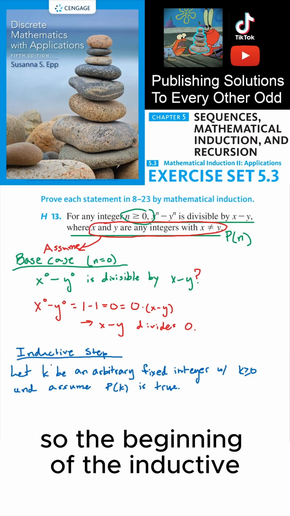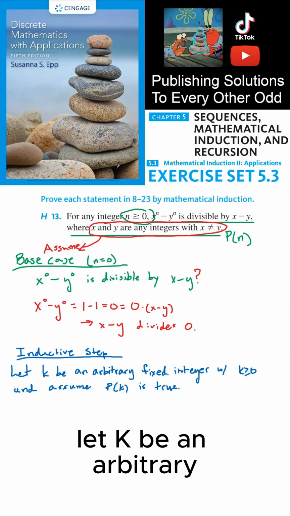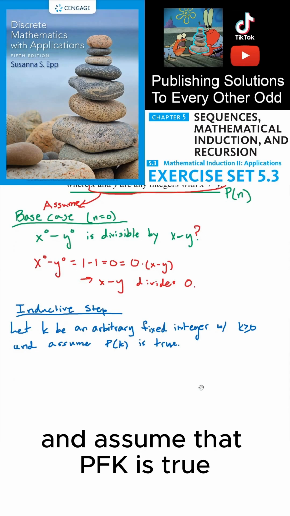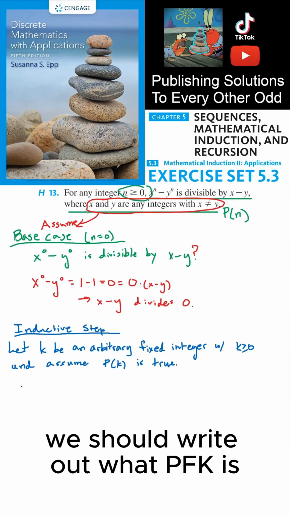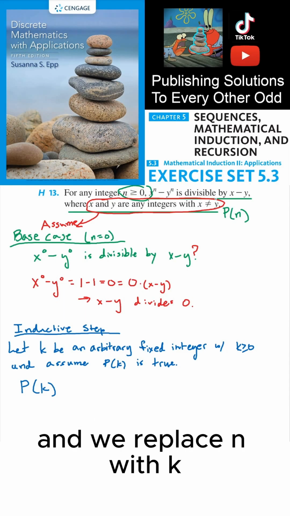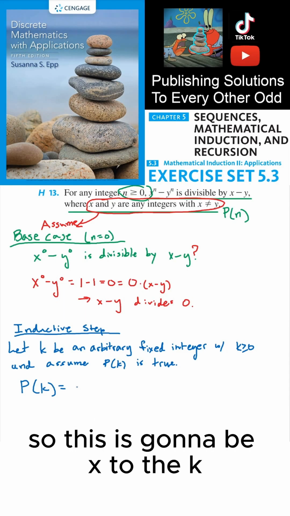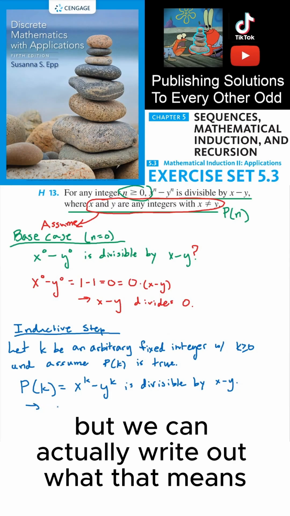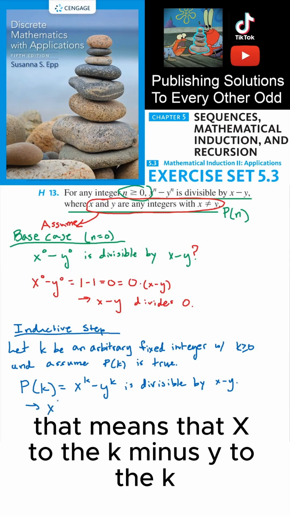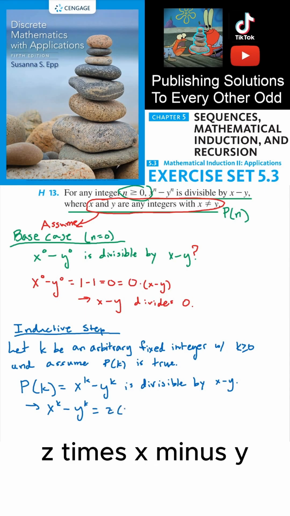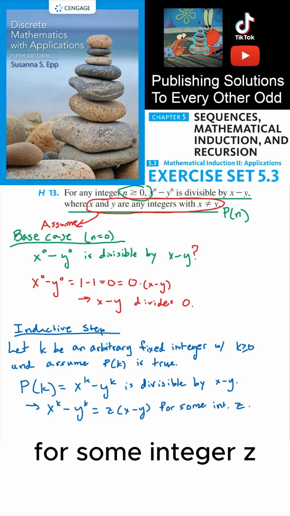The beginning of the inductive step is always the same. Let k be an arbitrary fixed integer with k greater than or equal to 0, and assume that P of k is true. The first thing we should do is write out what P of k is. P of k is what we get when we take P of n and replace n with k. So this is going to be x to the k minus y to the k is divisible by x minus y. But we can actually write out what that means. That means that x to the k minus y to the k is equal to some constant z times x minus y for some integer z.